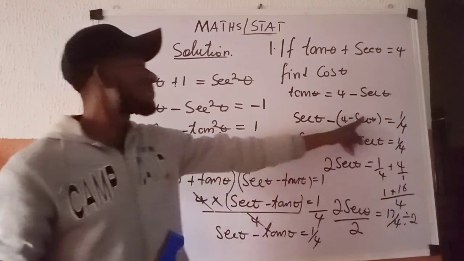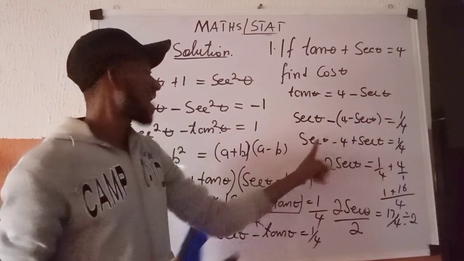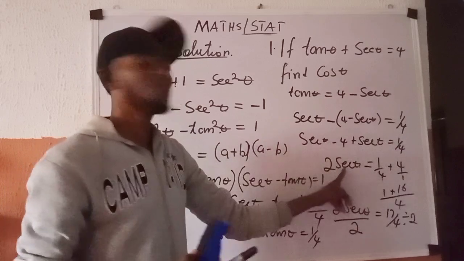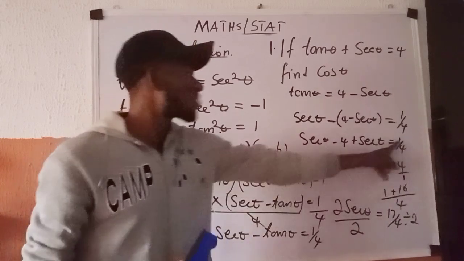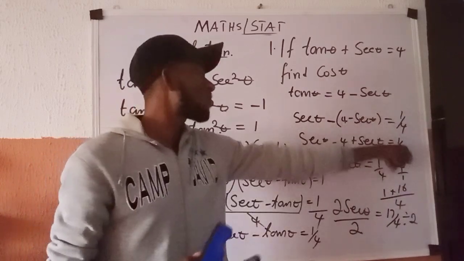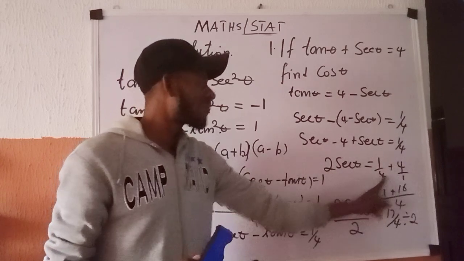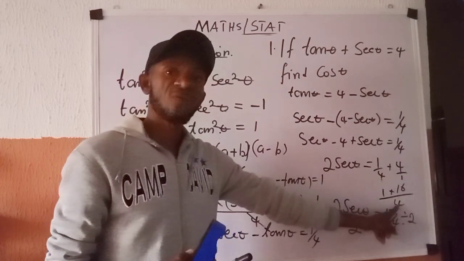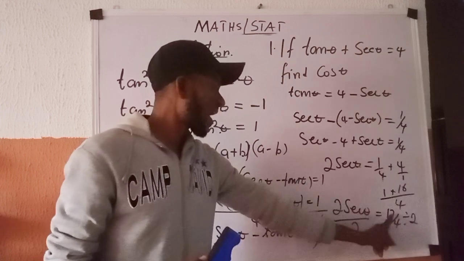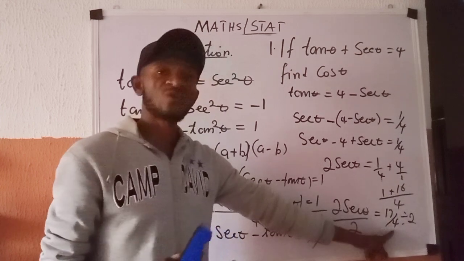And when this negative goes in there, I have this. And sec theta plus sec theta will give me 2 sec theta. And here is 1 over 4. Bringing this minus over 4 here now, I'll have plus 4. And then finally, the LCM of 4 and 1 is 4. And evaluating, I had it to be 17 over 4.